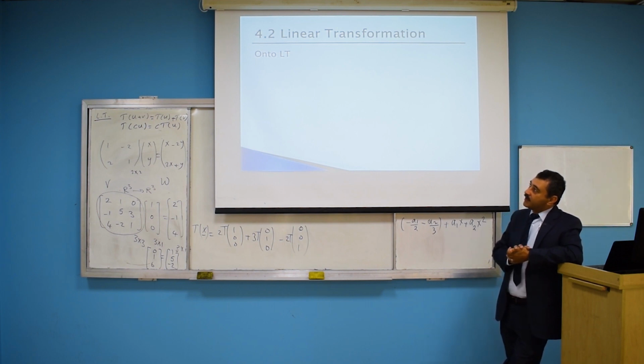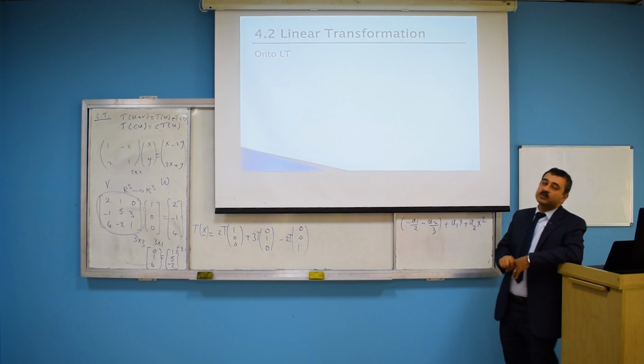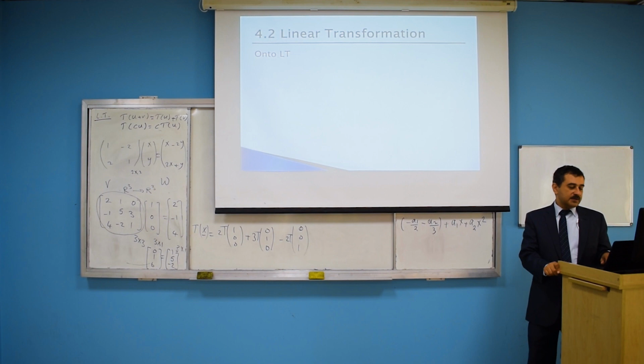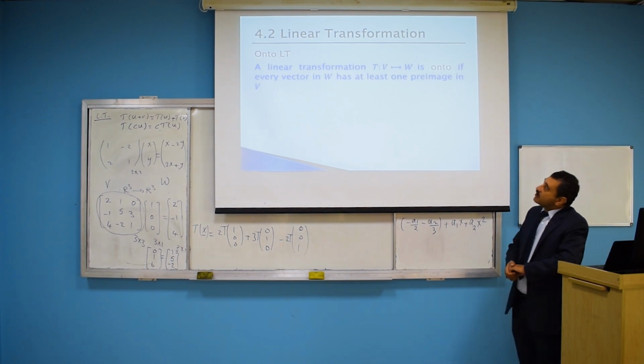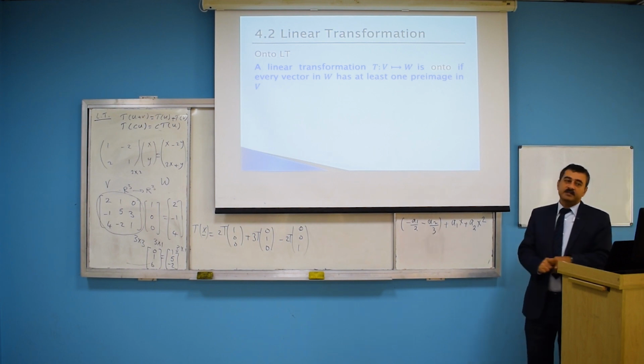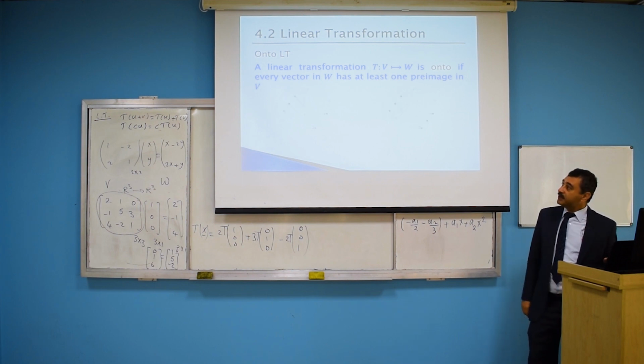So let's first define the condition for the transformation to be an onto linear transformation and a one-to-one linear transformation. So for onto linear transformation, it is defined this way. This is a formal definition. A linear transformation between V and W is called onto if every vector in W has at least one pre-image in V. So we have to guarantee that each vector in W has at least one pre-image in V.